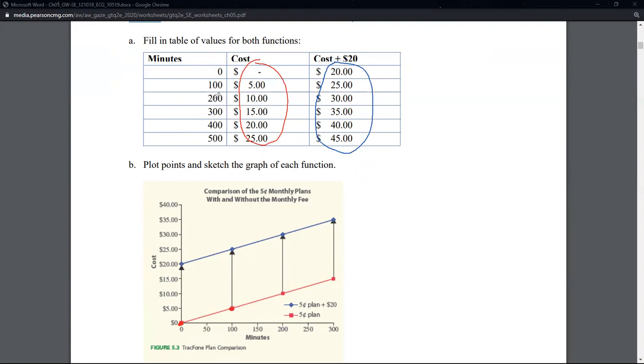Then 200 minutes, $10. So when we talk for 200 minutes, we pay 10 bucks. 300 minutes, we pay 15 bucks. So right 300, up 15. And then you can see that the chart didn't actually plot the 400 and the 500. I could extend this if I wanted to, but the idea is good enough. So that 400 is probably, let's see, that's a height of 20. So that's going to be about here. It's not going to be perfect.